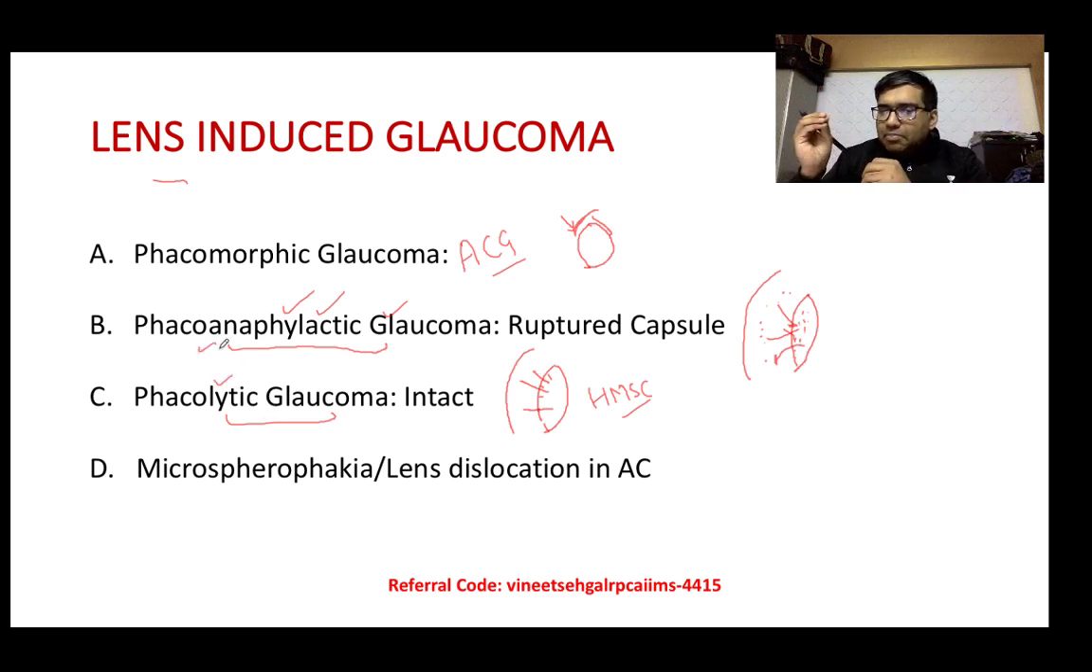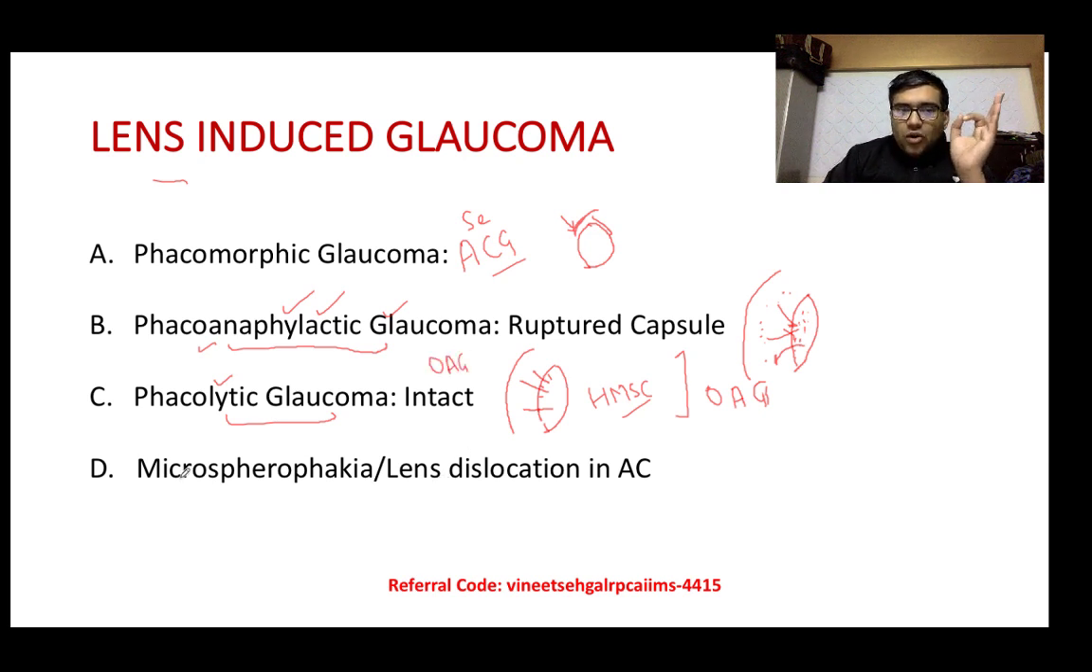So the pathogenesis remains the same. The only difference is that rupture of the capsule does not take place in phacolytic glaucoma. Both of them are a type of open angle glaucoma, so they are secondary open angle glaucomas. You get the point, what is the difference between phacoanaphylactic and phacolytic? Phacomorphic is secondary angle closure, and phacoanaphylactic and phacolytic are secondary open angle glaucomas.